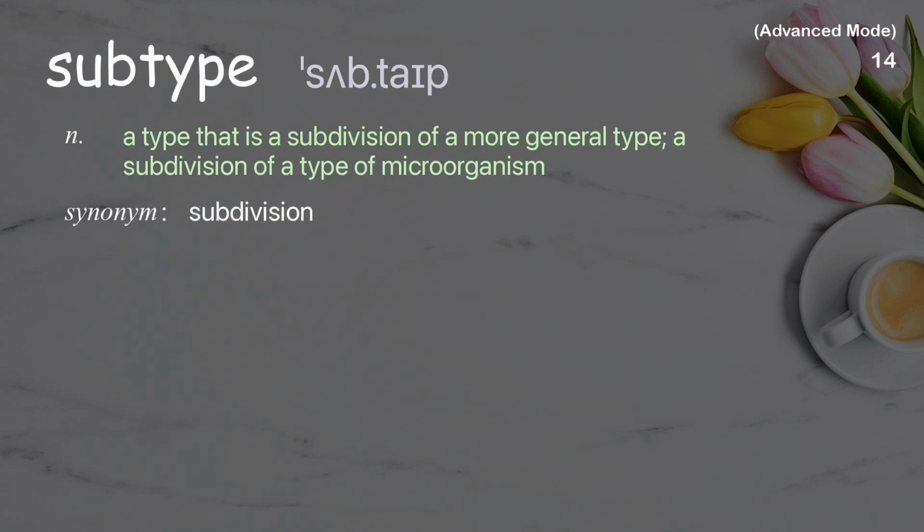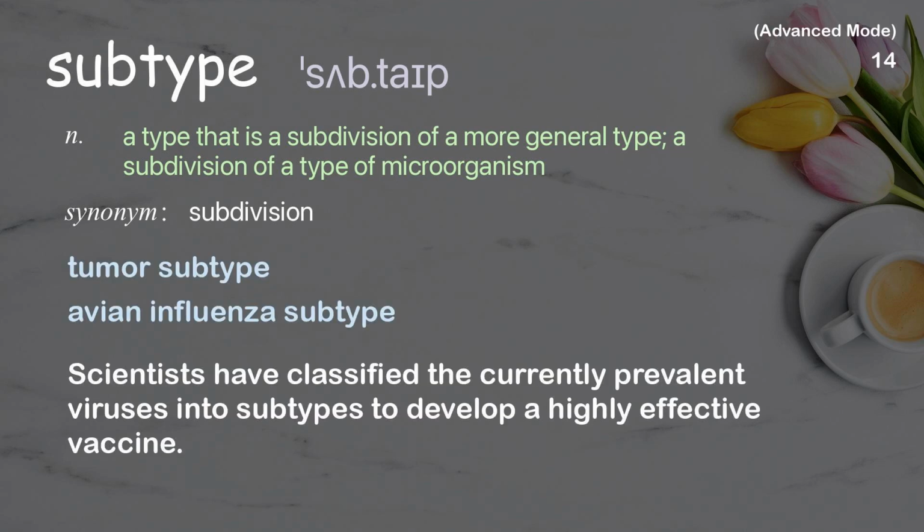Subtype. A type that is a subdivision of a more general type, a subdivision of a type of microorganism. Examples: Tumor subtype. Avian influenza subtype. Scientists have classified the currently prevalent viruses into subtypes to develop a highly effective vaccine.